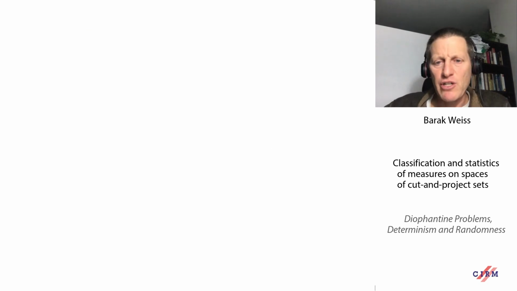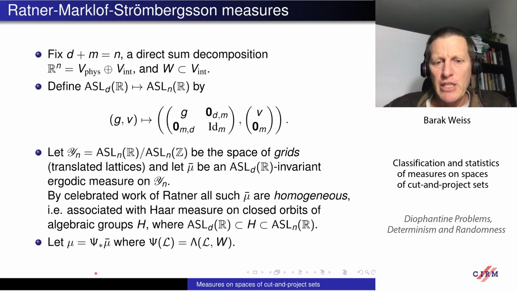And given such a measure, mu bar, what you can do is project it to a measure on cut and project sets, because you have a map that sends your grid L, an element of this space, to the set Lambda(L, W), which is the cut and project set constructed from this data, including W, and from the grid, as in my first slide. Okay, so this is an important construction.